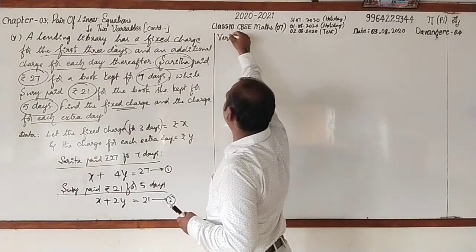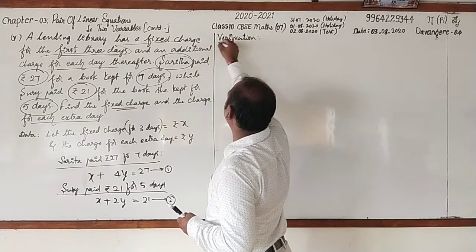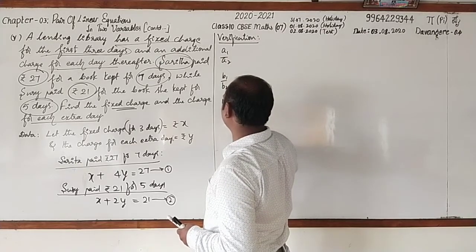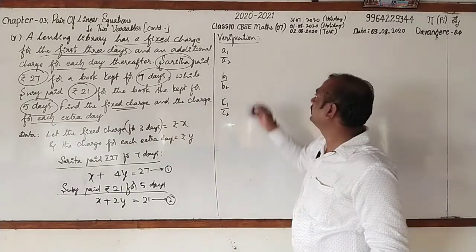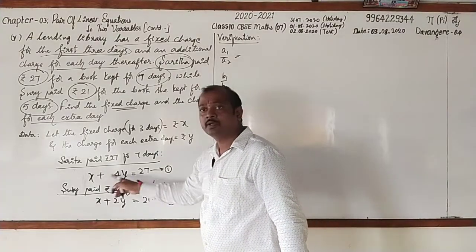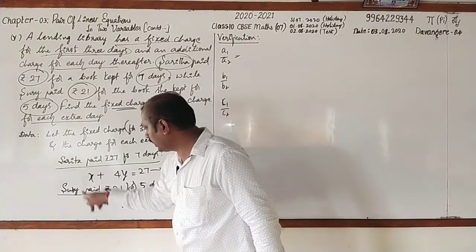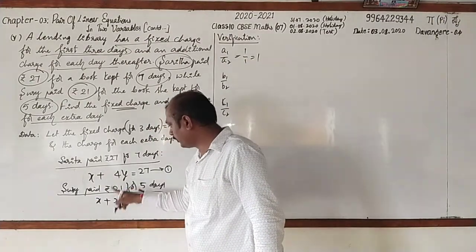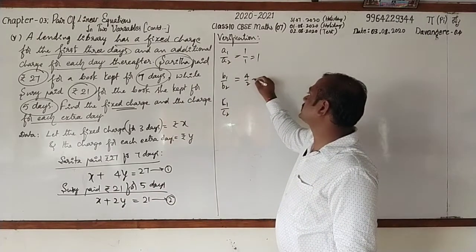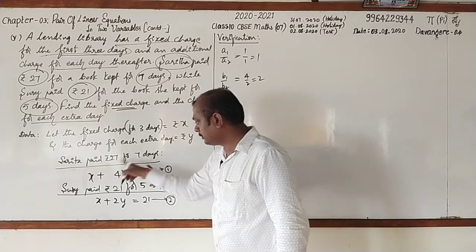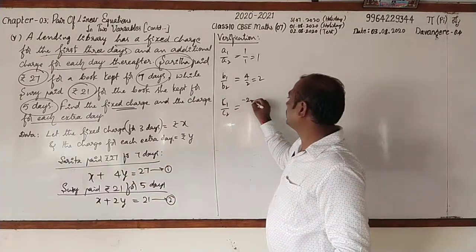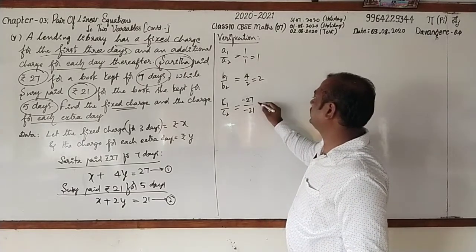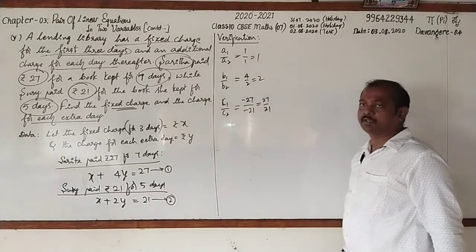Verification. Then we have to find A1 by A2, B1 by B2, then C1 by C2. After that, you have to compare. What is A1 by A2? Observe equations 1 and 2. 1 and 1, 1 by 1 is 1. B1 by B2: 4 and 2, it is 4 by 2, which is equal to 2. C1 by C2: minus 27, minus 21. These two are not cancelled by any number. It is just 27 by 21.